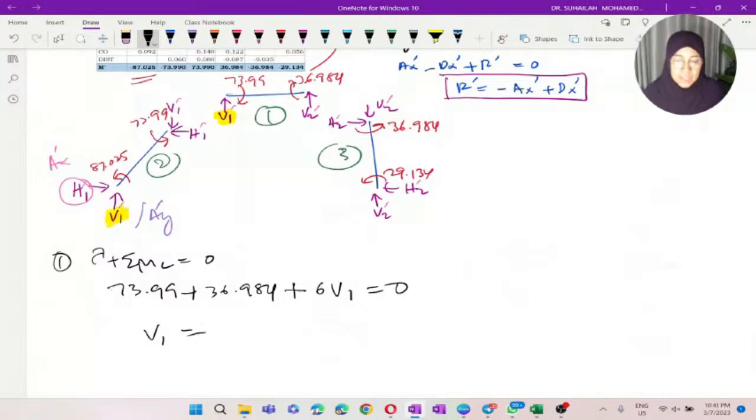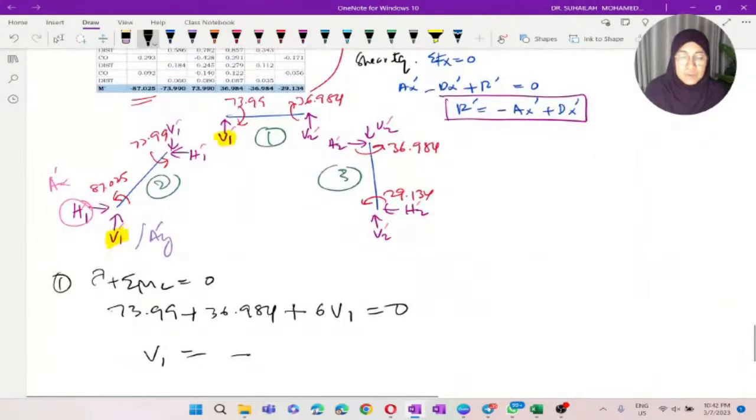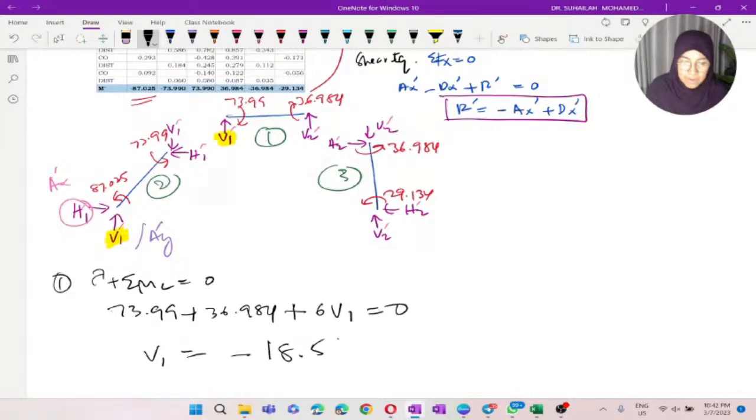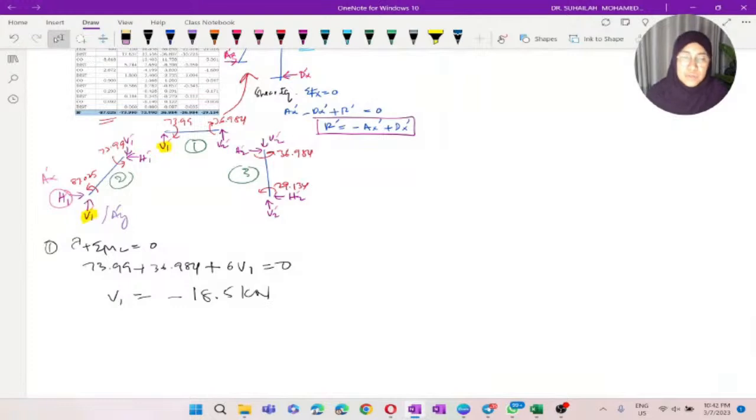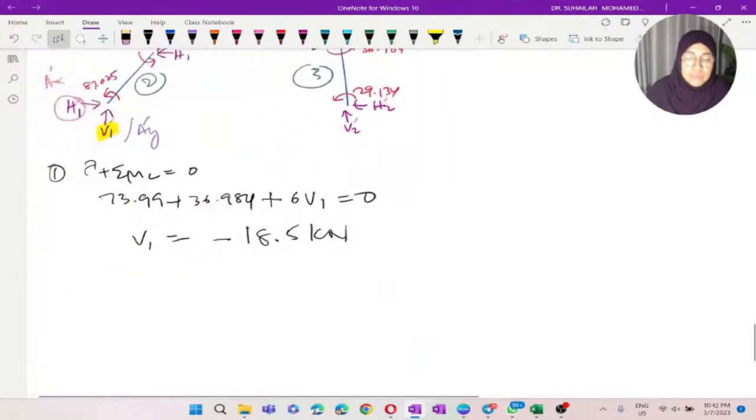We divide by 6. So we get V1 equal to negative 18.5 kilonewton. Negative 18.5 kilonewton. So we move to step number 2.